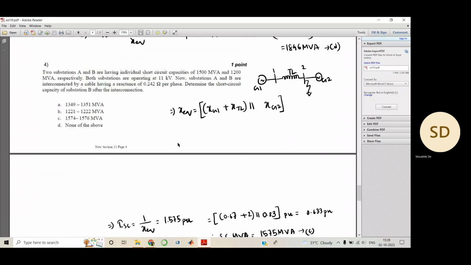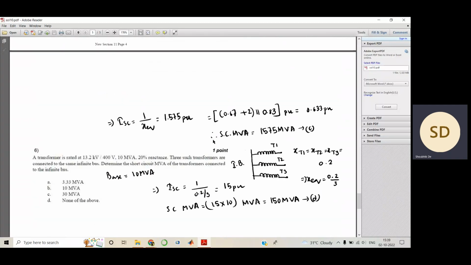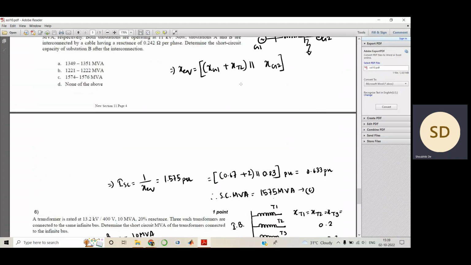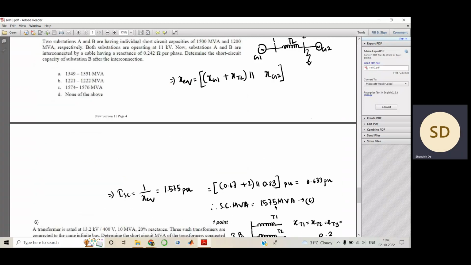So when you do this, you calculate the equivalent reactance. Your X equivalent comes out to be 0.633 per unit, and your ISC, or fault current, short circuit level current, comes out to be 1.575 per unit. Therefore, your short circuit MVA is 1 into 1.575 into the base, right? So base was 1000 MVA. It comes out to be 1575 MVA, which is your option number C. So this was a pretty simple problem.